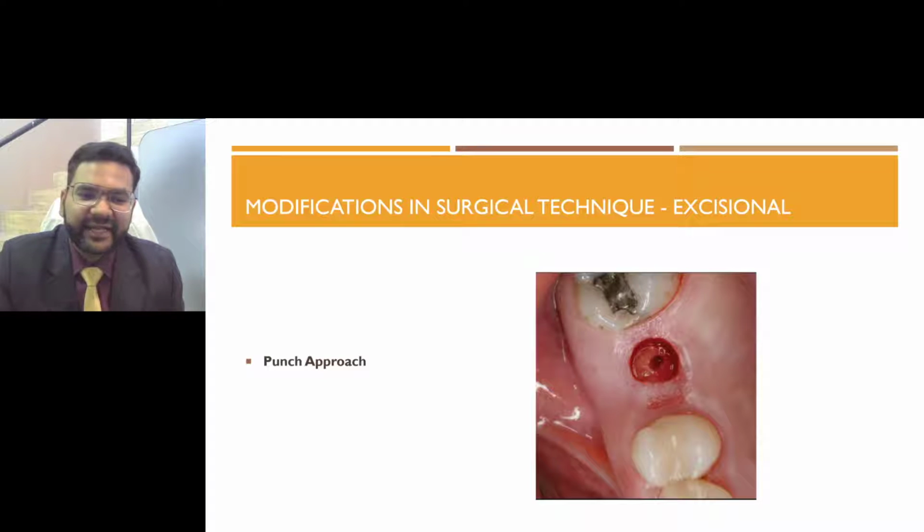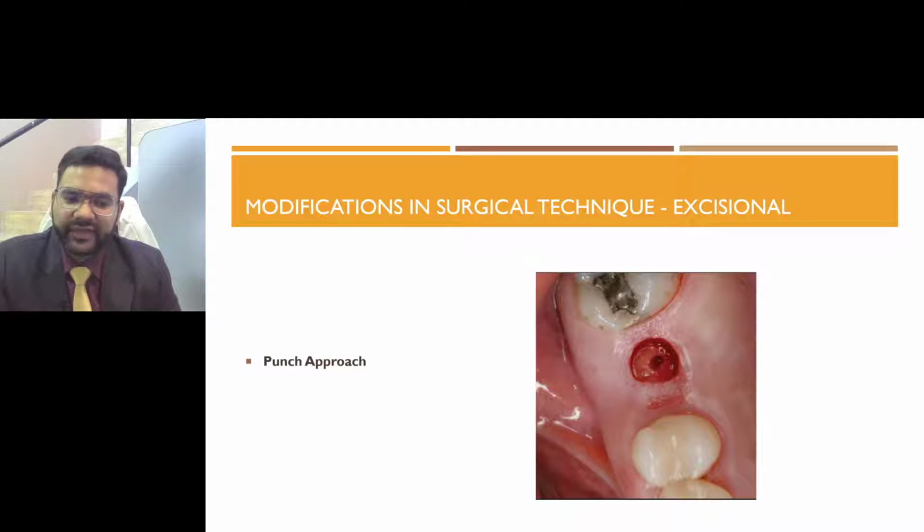So what are the excisional techniques which we have? We can utilize a punch approach. This type of flap design for implant placement is used only in cases where the tissue quality is good, with a minimum of 4 mm of attached tissue. Here you can see it's much more than 4 millimeters. To attain a precise placement of the implant, it is a must to use a surgical guide when using a punch approach, because the visibility and accessibility is very less. This is the simplest type of flap design without raising any soft tissue.